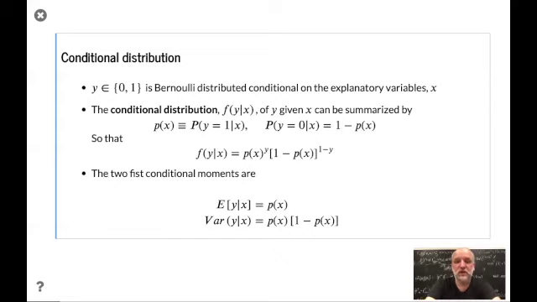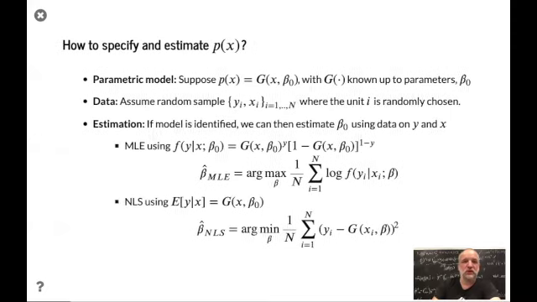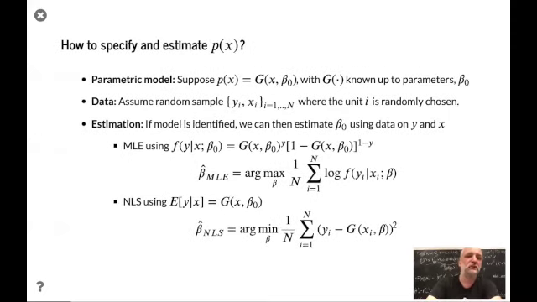The variance is p times 1 minus p. We can come back to this and talk a little bit more about it. Anyway, the key thing now is how do we actually specify a model for p of x, the response probability, and estimate that model? Well, we need to impose a little more structure. Right now, we've operated at a high level of generality, so we need to put some more structure on p in order to estimate it.